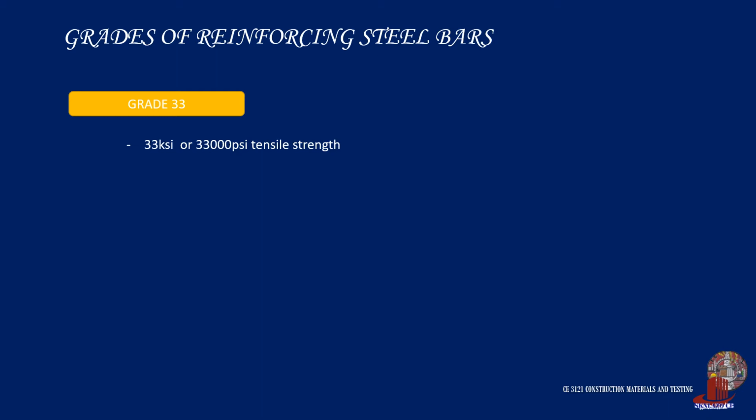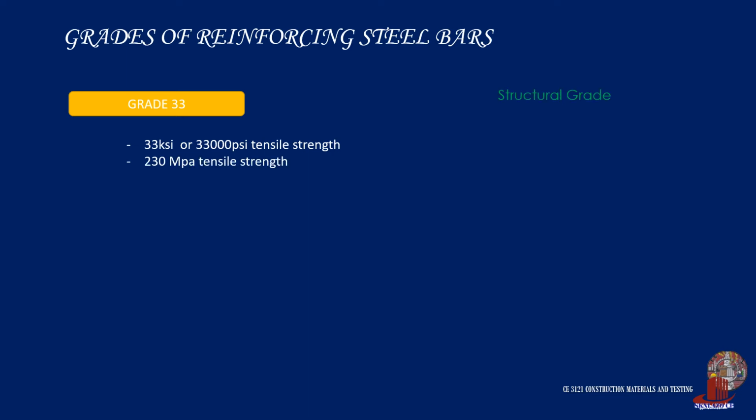Different grades of rebars are available to cater to the various designs and structures. The grades are categorized according to their tensile strength, such as grade 33. Grade 33 rebar would mean that one can expect 33 ksi or 33,000 psi for its tensile strength, that is in English units, or 230 megapascal in SI.